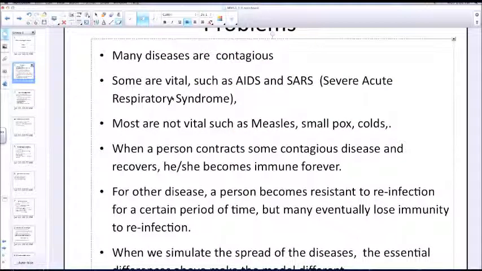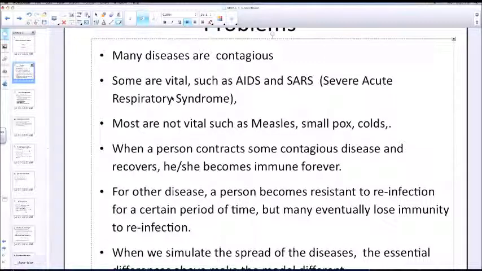Hi, today we are going to learn about contagious diseases by using Stella models. Let's look at the problem. Many diseases are contagious. Some of them are fatal, like AIDS and SARS, which happened in 2003. And most are not fatal, such as colds, smallpox, and measles.